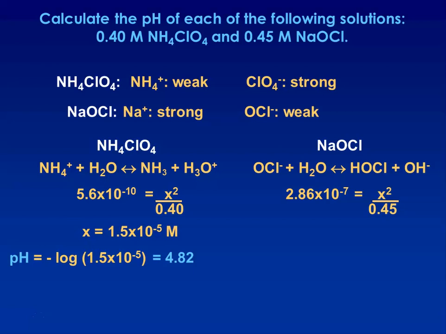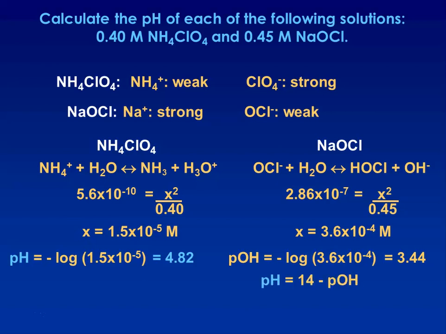This is not as small as the previous one, but is still significantly smaller as a K value compared to that initial concentration. So if I go through and solve for x, I get that it would be 3.6 times 10 to the negative 4th. That's my hydroxide concentration. So if I take the negative log of that value, I get that the pOH would be 3.44 and that my pH would be basic.